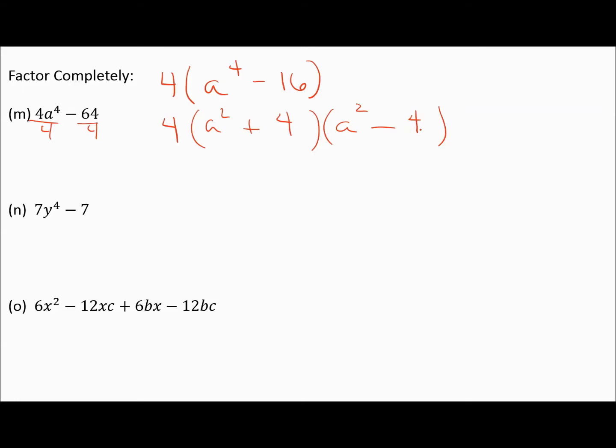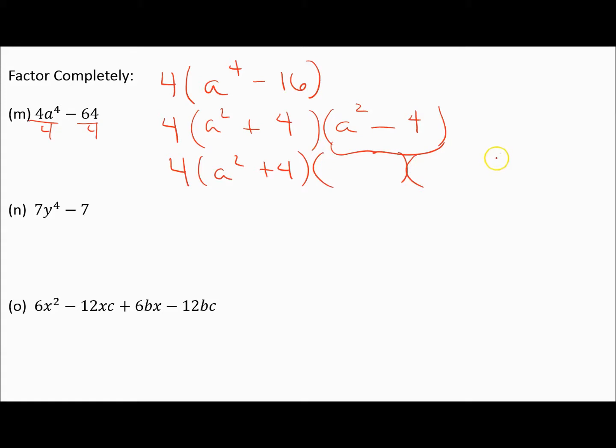But now this problem gets fun because a squared minus 4 is another difference of squares. A squared plus 4 is prime. That's a sum of squares. It won't factor further. So it comes down, a squared plus 4. So does the greatest common factor of 4 in the front.